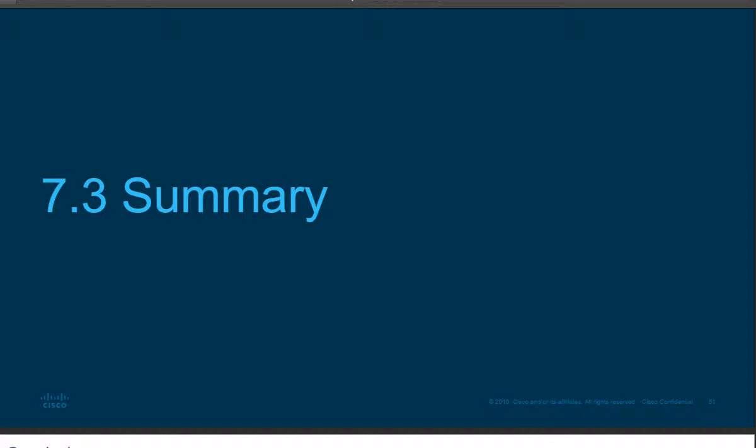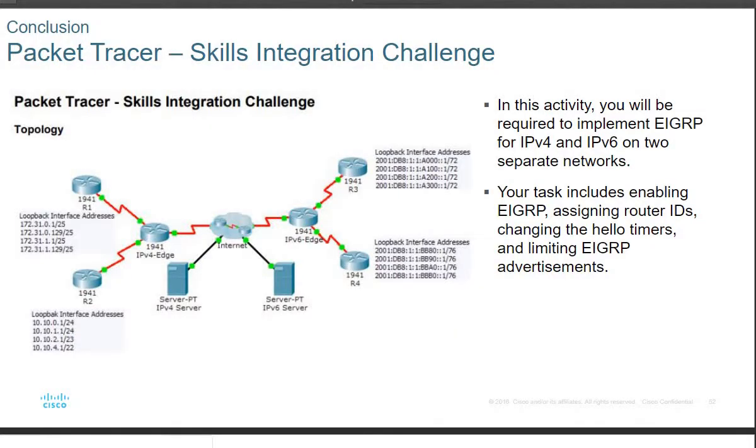7.3 Summary. Conclusion: Packet Tracer Skills Integration Challenge. In this activity, you will be required to implement EIGRP for IPv4 and IPv6 on two separate networks. Your task includes enabling EIGRP, assigning router IDs, changing the hello timers, and limiting EIGRP advertisements.